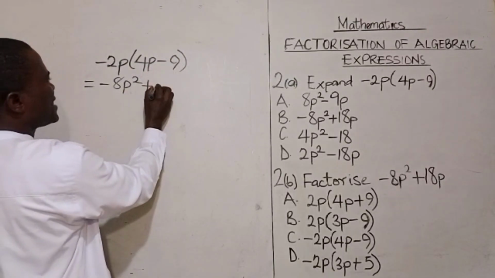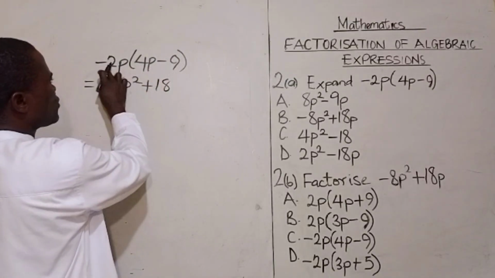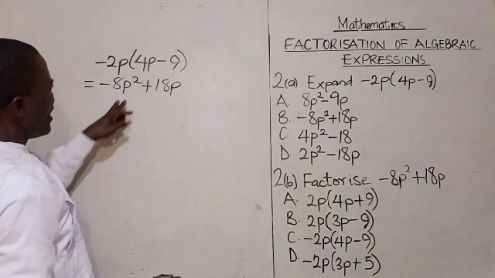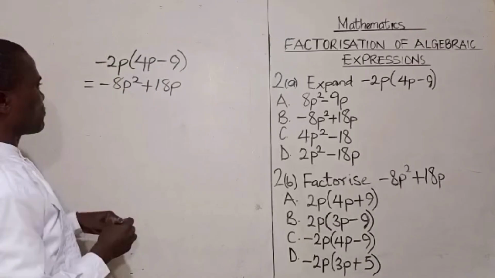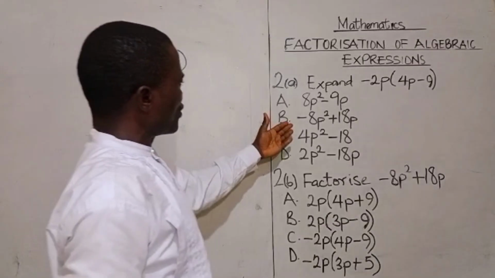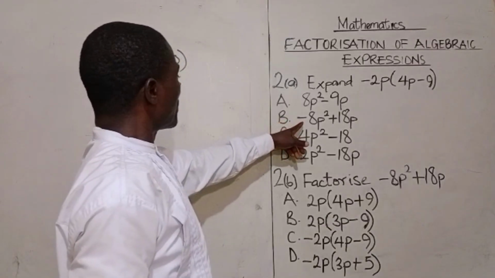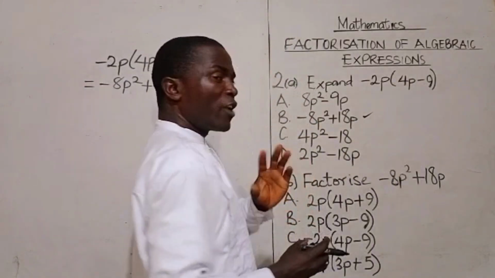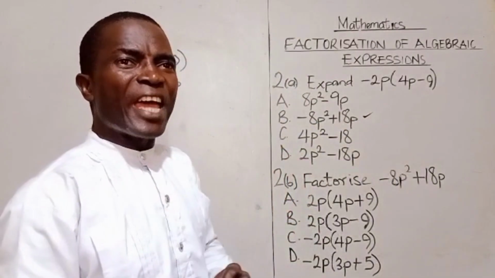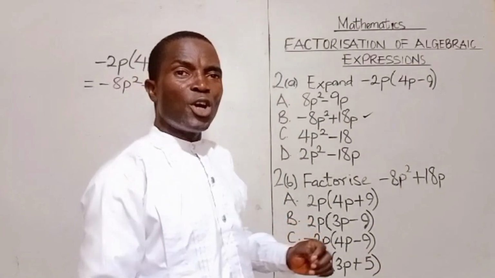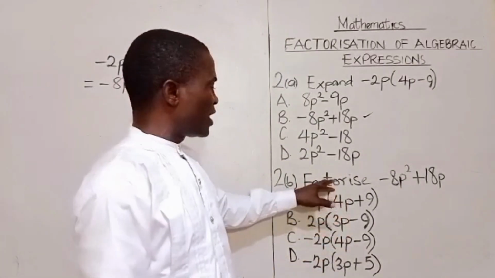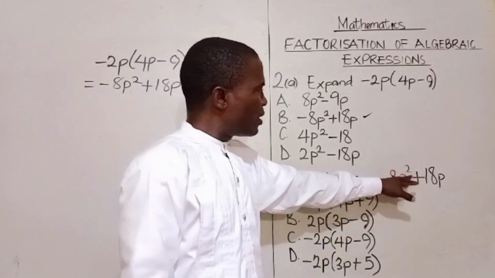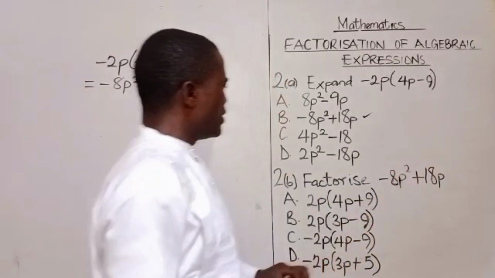2 times 9, that is 18. That is 2p times 9, that gives us 18p. So here is the result of the expansion. And when we check the option that is correct, the most appropriate option here is option B. Now, we have already said that the journey traveled by expansion is going to be returned by factorization. Let's see. Factorize minus 8p squared plus 18p.